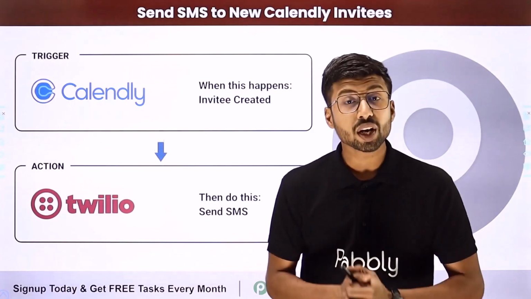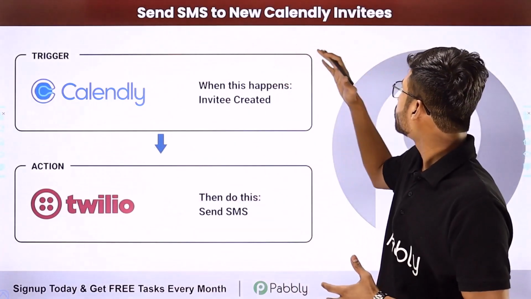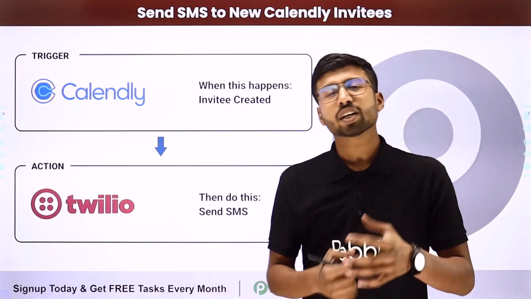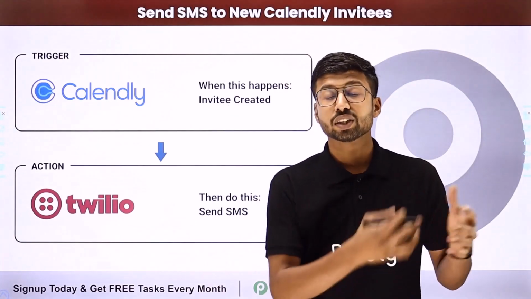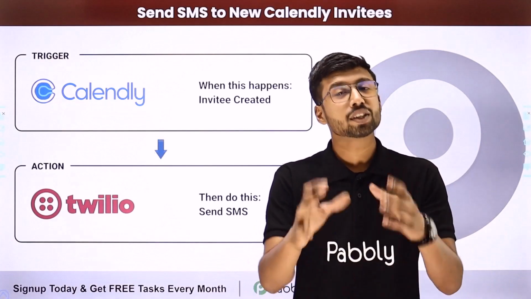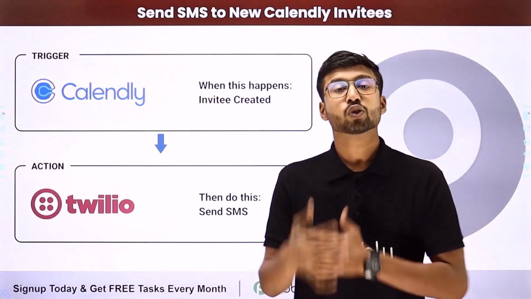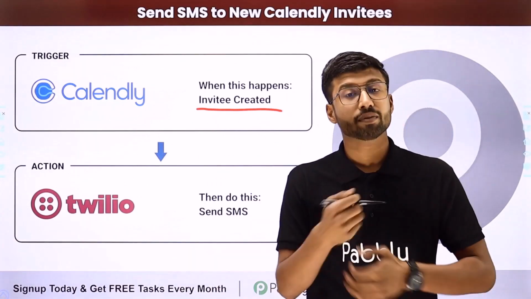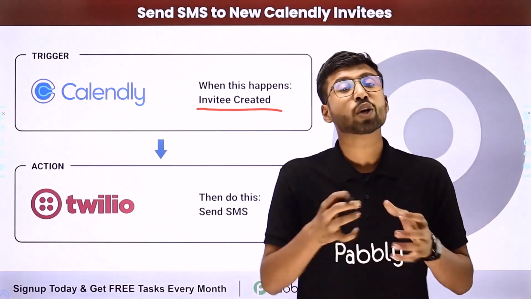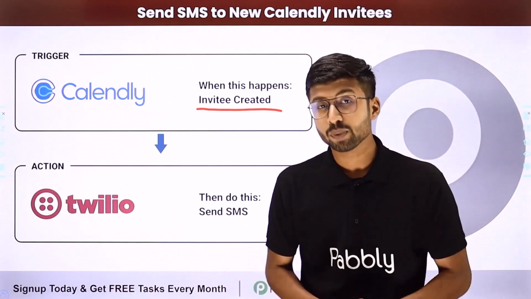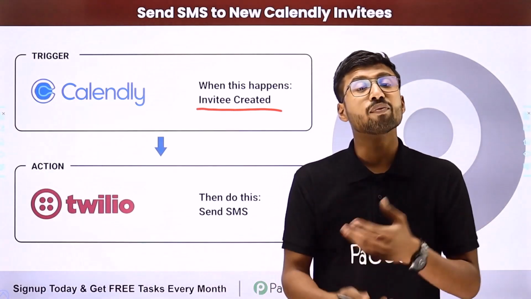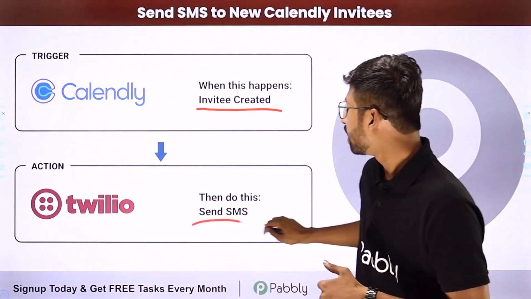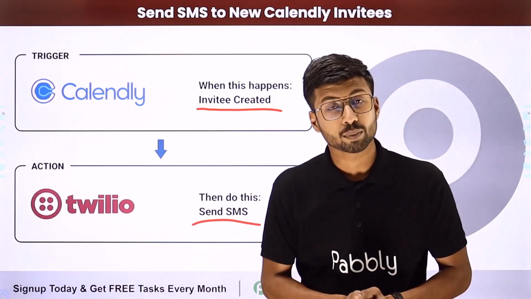So in this video, we are going to learn how to send SMS to a new Calendly invitee. Now guys, if you are using Calendly as an application to get appointments from your users, this automation is going to help you a lot. In this automation, whenever a new invitee is created in Calendly, which means whenever a new user books an appointment with you using your Calendly page, instantly and automatically, we are going to send an SMS notification to the number of the user who has booked an appointment.